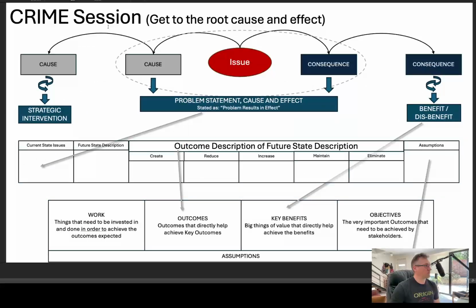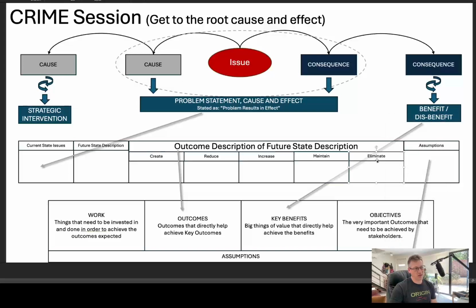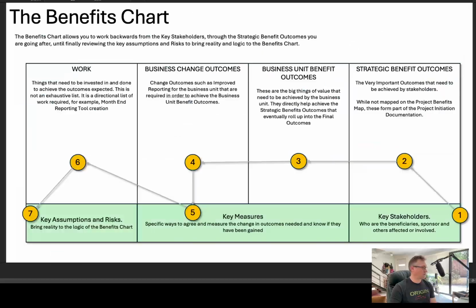Okay, cool. So then you can do a CRIME session to get to the root of the cause and effect. So you can do an outcome description of the future state. So you can do your current state issues, your future state description, and then CRIME is what are we going to create, reduce, increase, maintain, or eliminate in order to get the outcomes rectified or get new outcomes, and what assumptions are we making. And then obviously these feed into work, outcomes, key benefits, and objectives, which then fits back into the project mapping that we've been looking at earlier on.